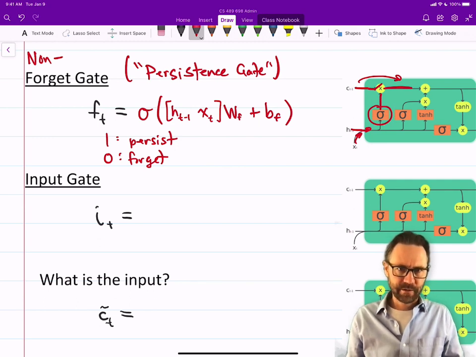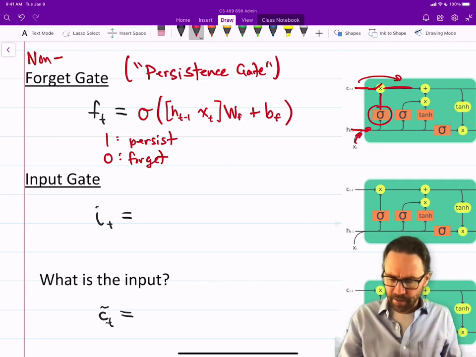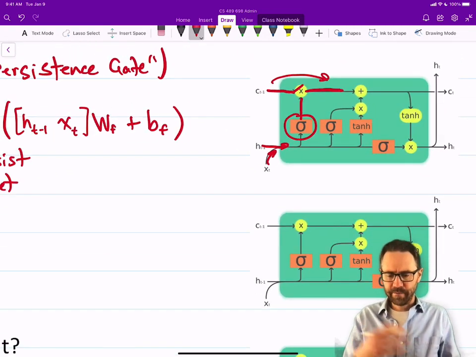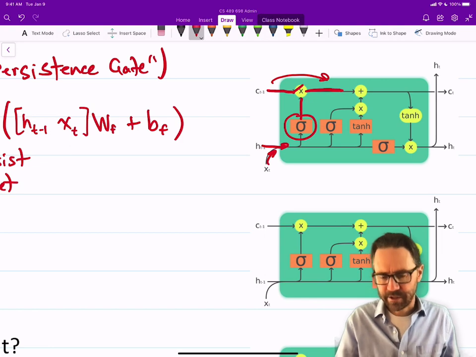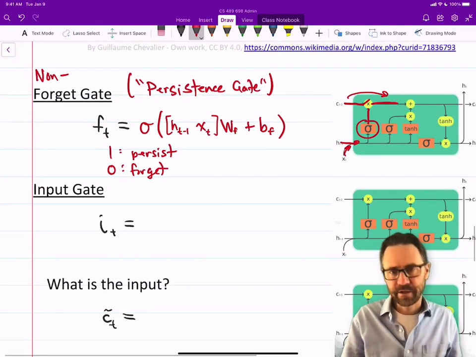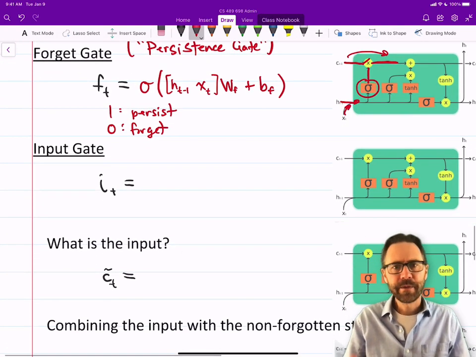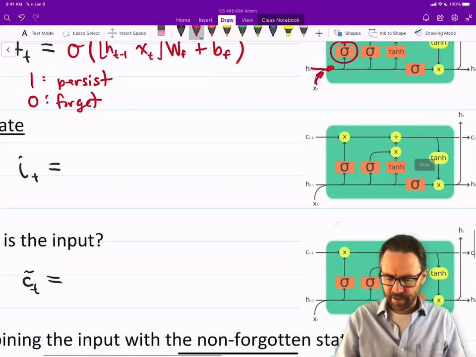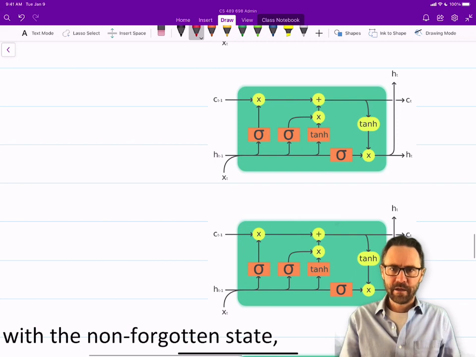Yes. You'll see that this gate gets multiplied. The value of this gate multiplies the c_{t-1} and gets added to the c_t. Now the internal state for the next time step. Okay. Now, similar story for the input gate, really. The input gate is here.